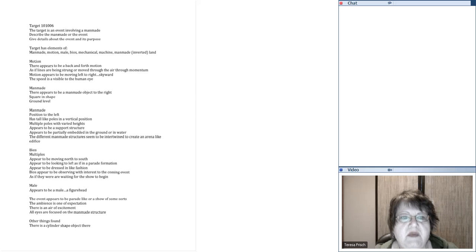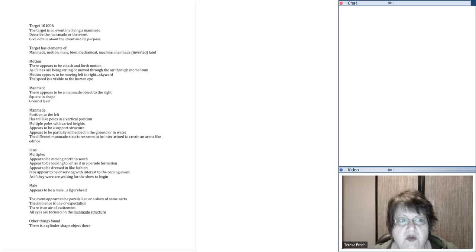Man-made: there appears to be a man-made object to the right, square in shape, ground level. The man-made appears to position to the left, has tall poles in a vertical position, multiple poles with various heights. Appears to be a support structure. Appears to be partially embedded in ground or water. Different man-made structures seem intertwined to create an arena-like edifice.